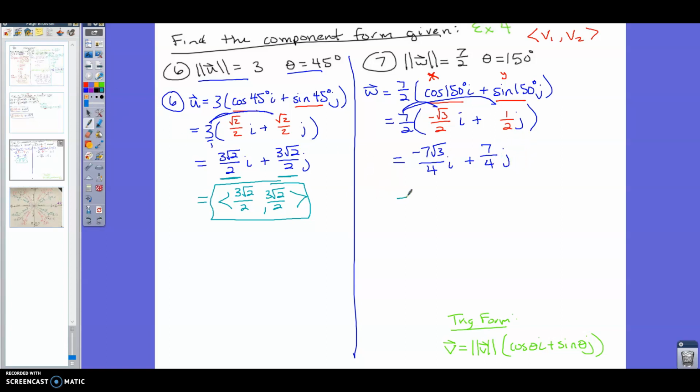So when we convert it to component form, we're looking at the coefficients. So that's in front of i, in front of j. So negative 7 square root of 3 over 4 is the x component, and the y component is 7 over 4.